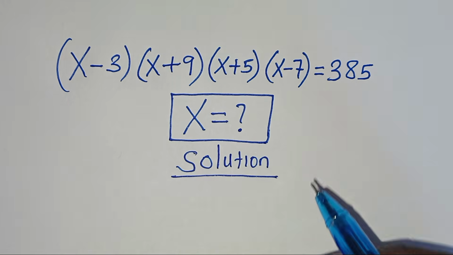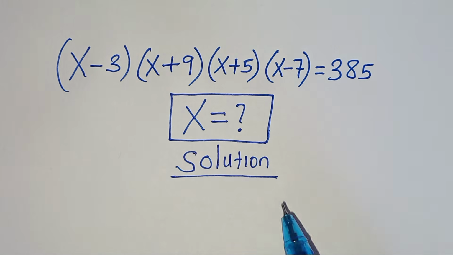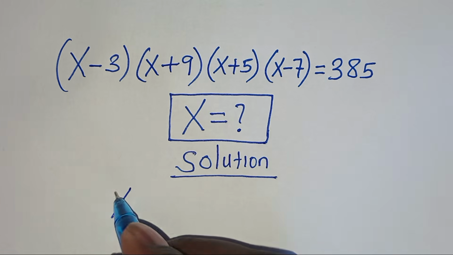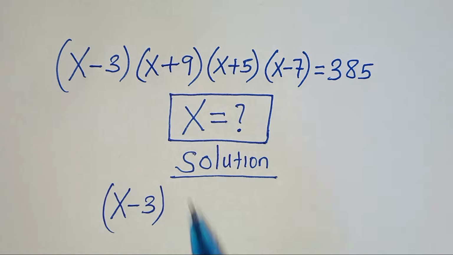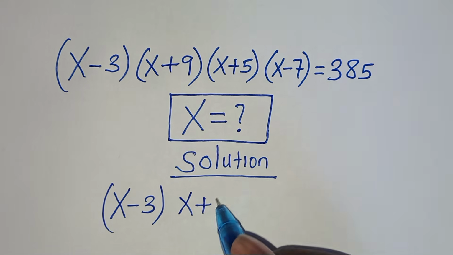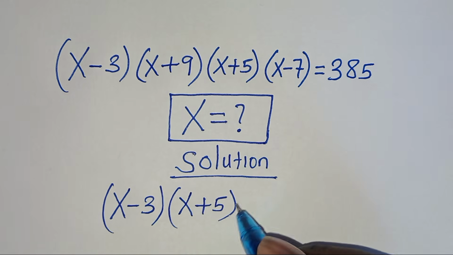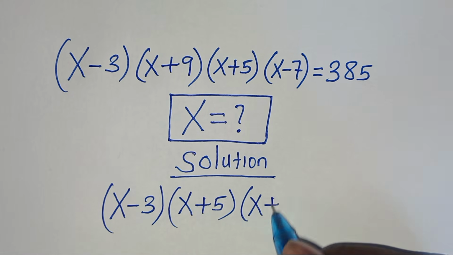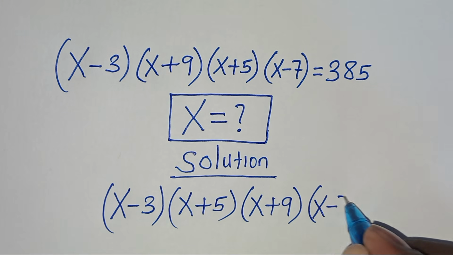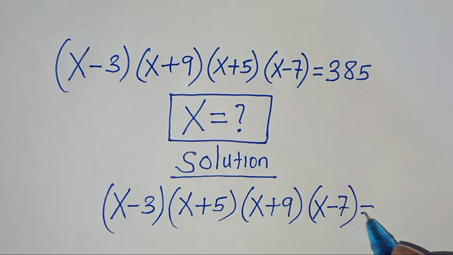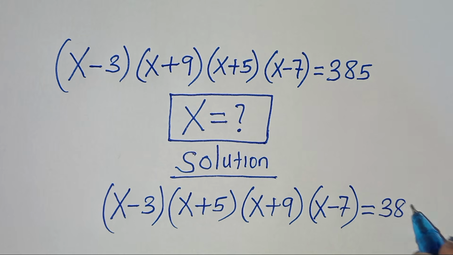Now the first step is to rearrange this equation such that we have (x - 3) multiplying by (x + 5), then we have (x + 9) multiplying by (x - 7), and this is equal to 385.